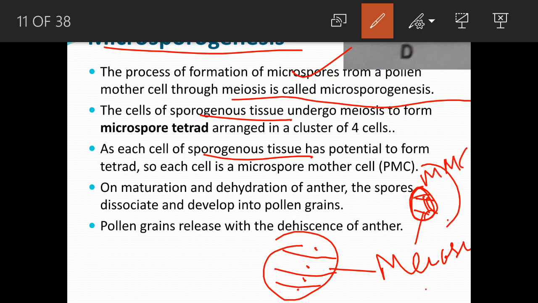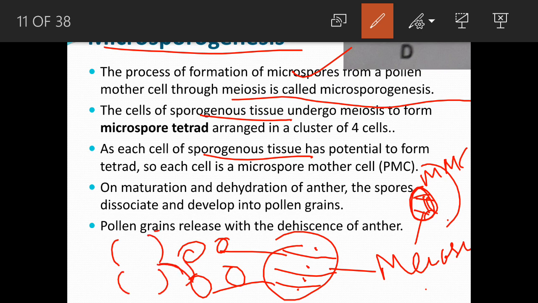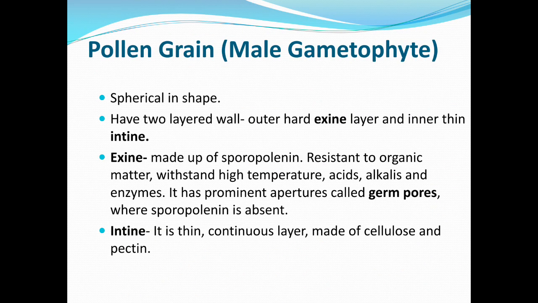On maturation and dehydration of the anther, when it dries, the spores dissociate. They will all dissociate and develop into the pollen grains. Pollen grains are released with the dehiscence of the anther from the stomium. This opening of the anther is known as stomium, and the pollen grains will be released.